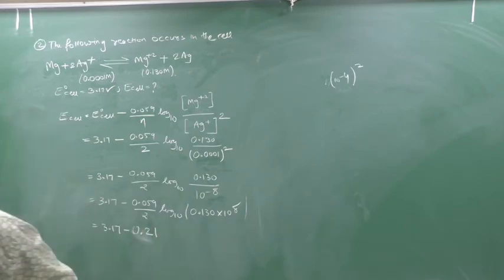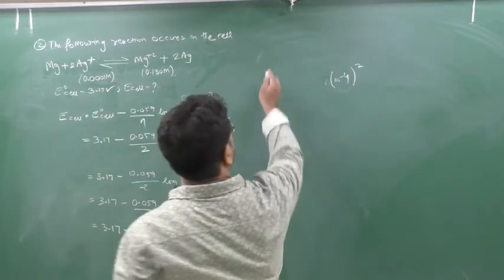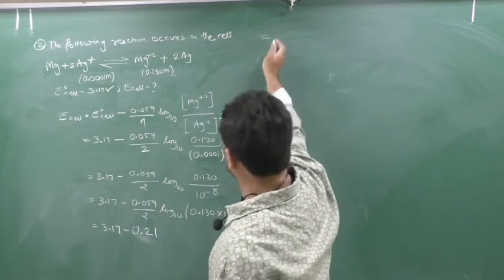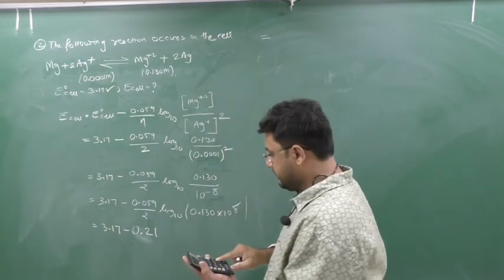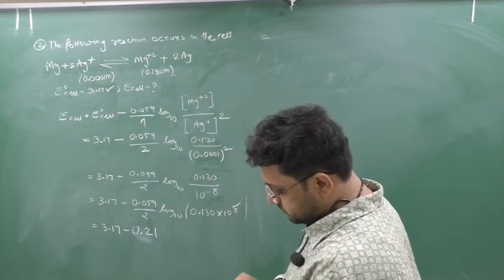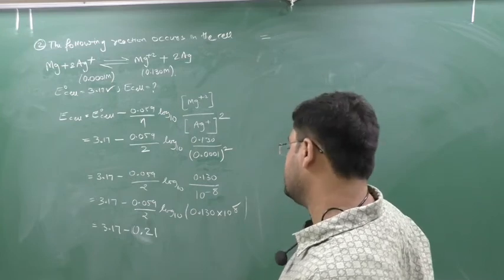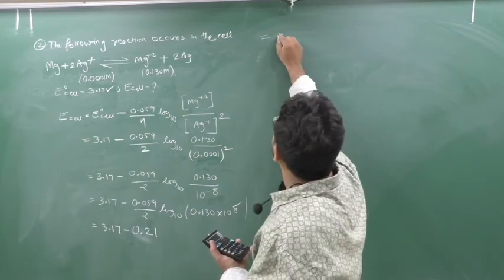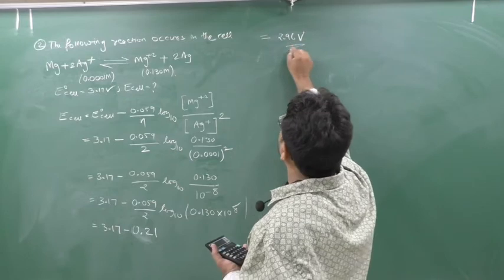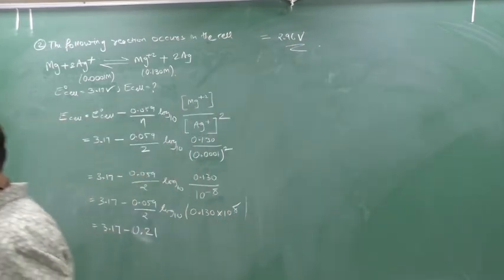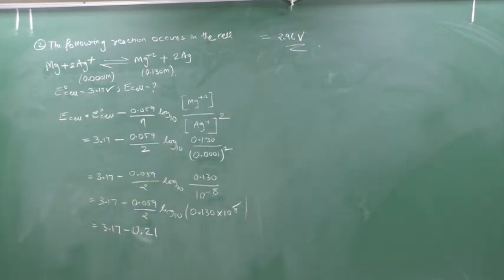Okay, you should get the answer as 0.21. Now just subtract it. 3.17 minus 0.21, that is 2.96 volt. Your answer should be 2.96 volt. Clear? So, take it out.